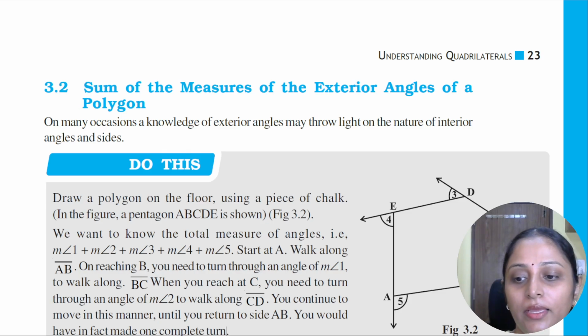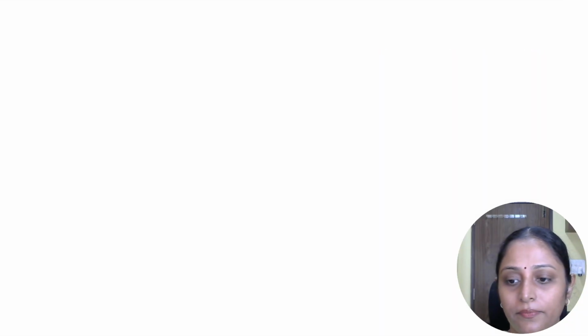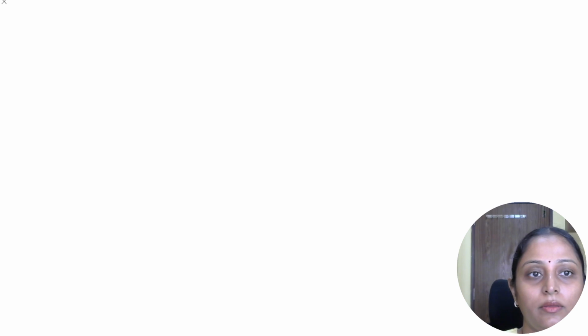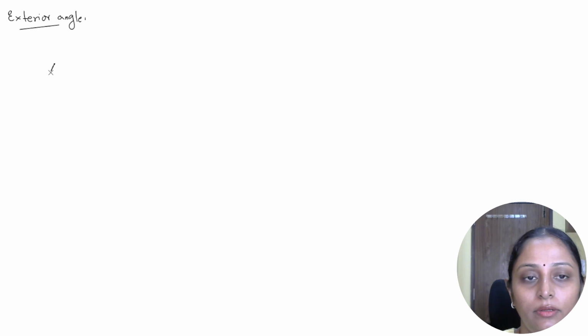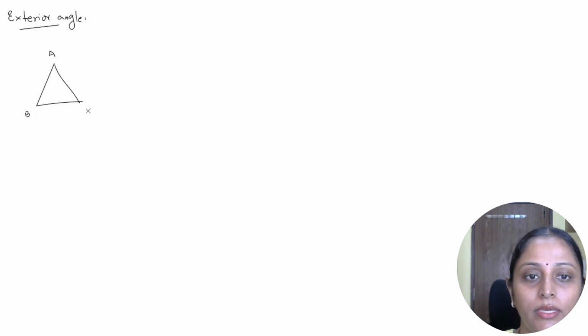In this exercise, we are going to discuss the exterior angles of a polygon. So what do we mean by exterior angle? If you take a triangle for an example, a triangle is a polygon of 3 sides. Now let me name the triangle ABC.